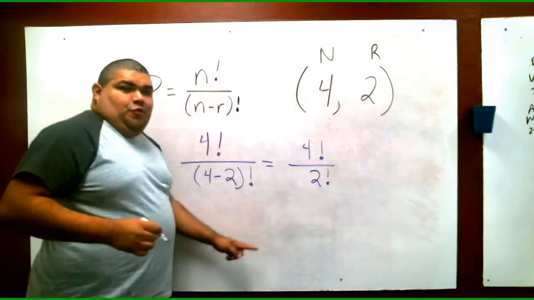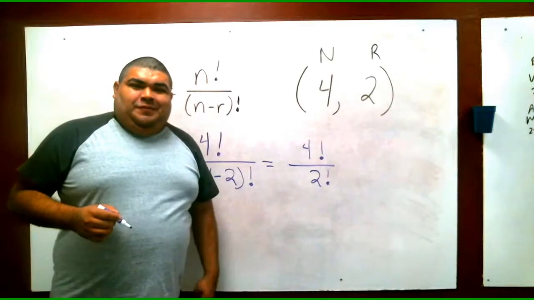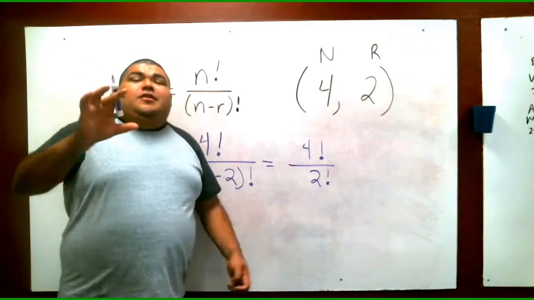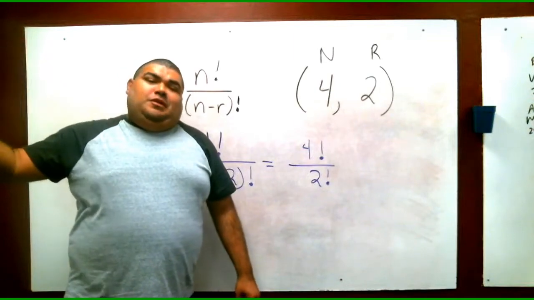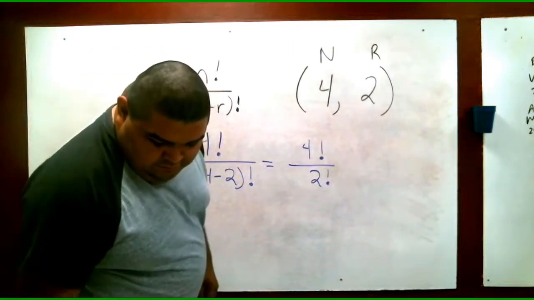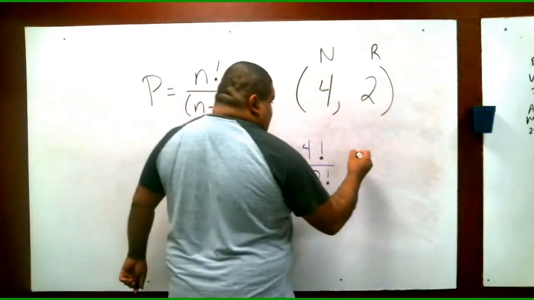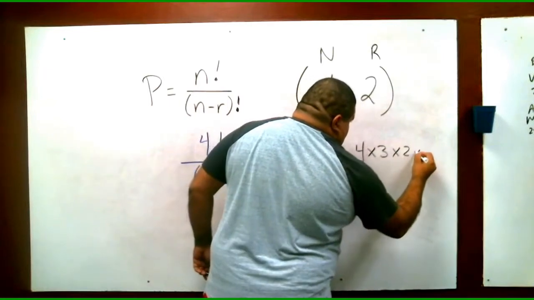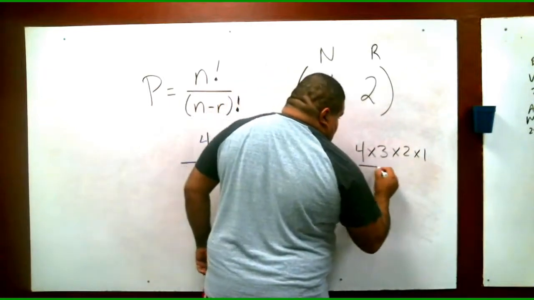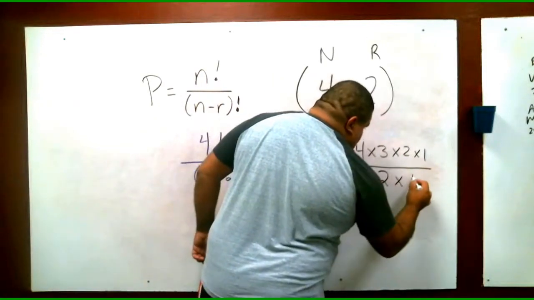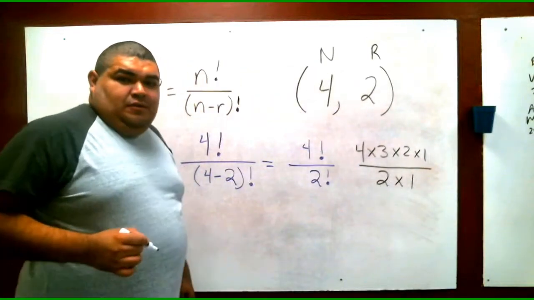Do you guys remember what factorial means? It means counting down, right? For example, if it's 4, it's 4 times 3 times 2 times 1. So let's write it out. We have 4 times 3 times 2 times 1 over 2 times 1.